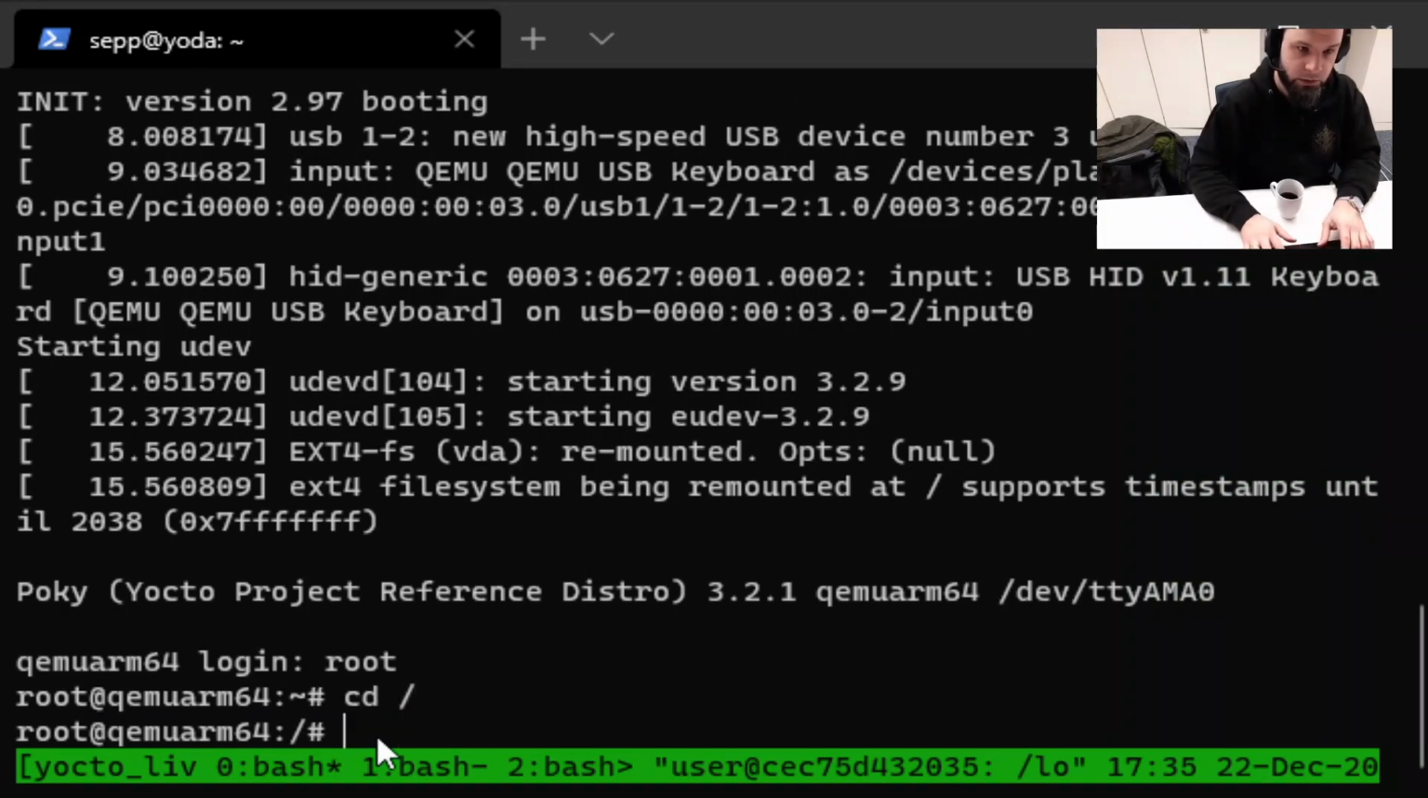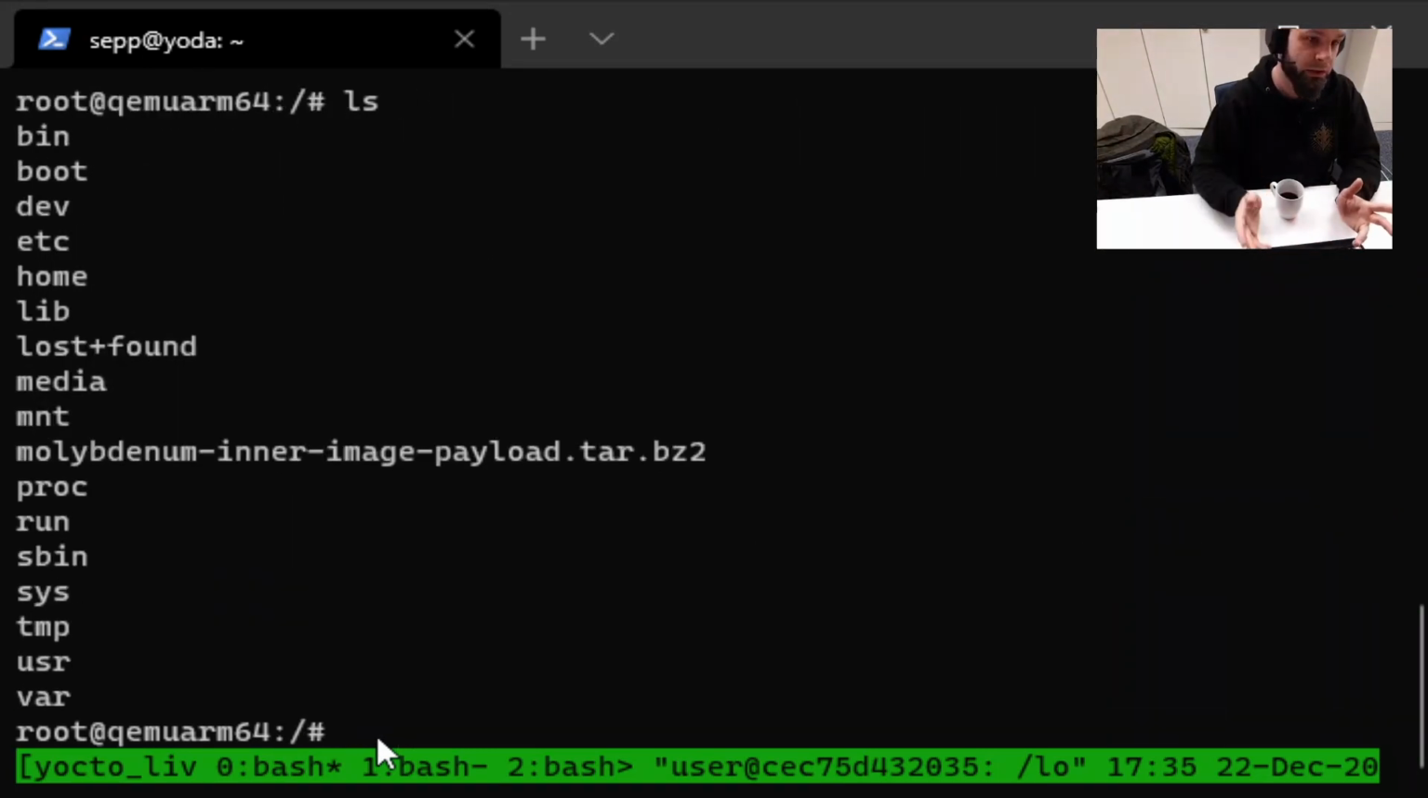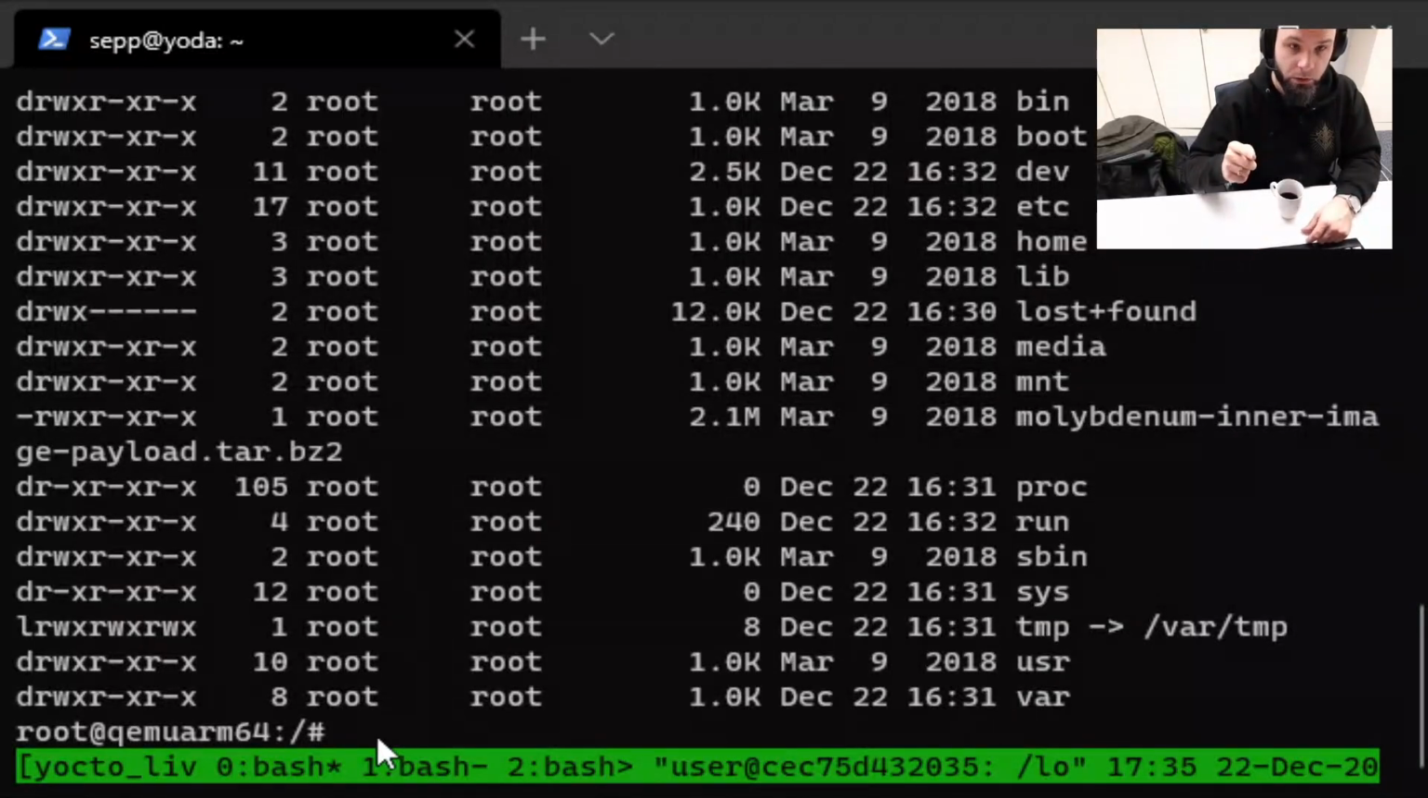Okay, and we're logged in. We're going here, and here is molybdenum inner image payload. So, yo dog, we heard you like builds. We put a build in your build. I wanted to say let's go super crazy and put the build in the build in the build, but that would only be cool if we did it for another machine or another arch, and my time is not enough to get through the whole build for that.